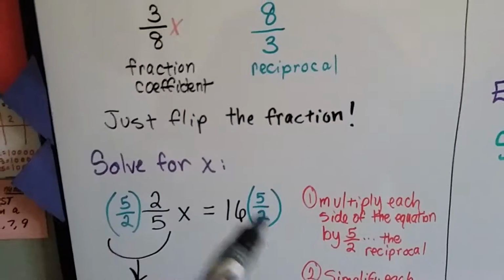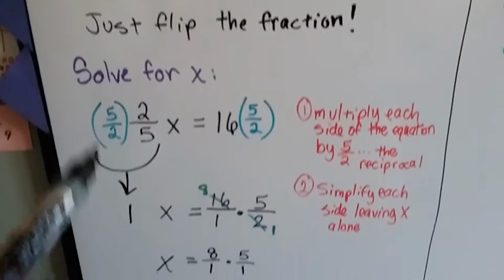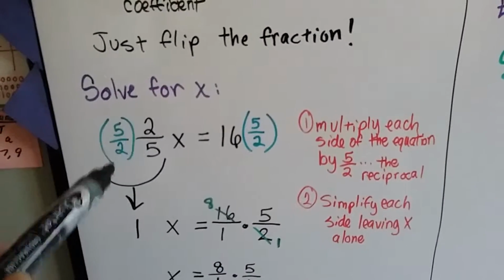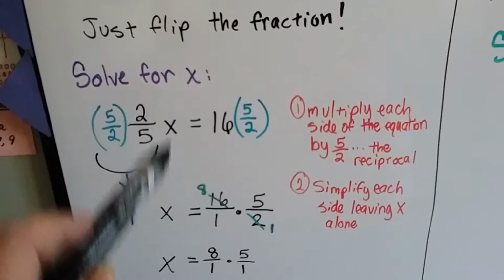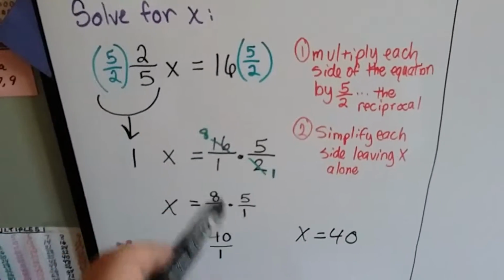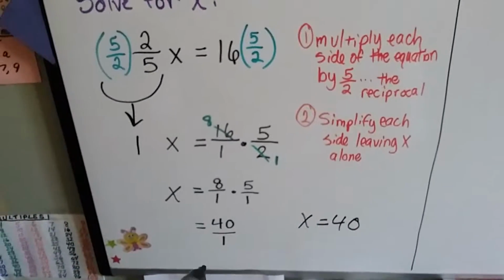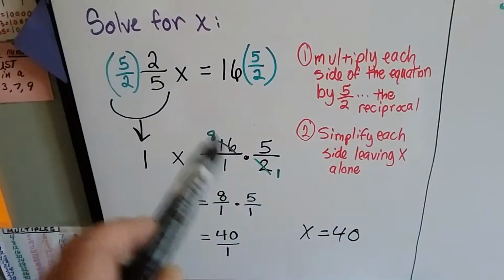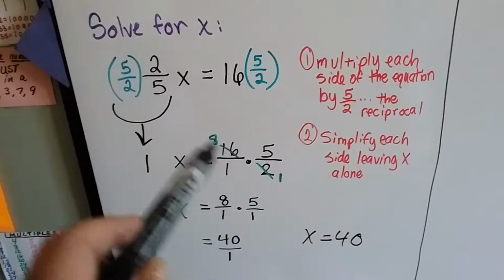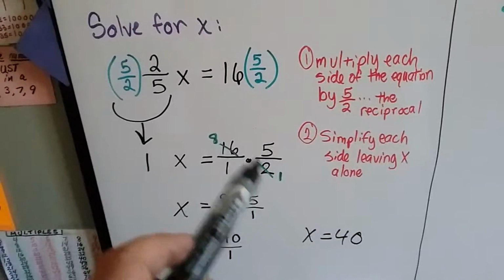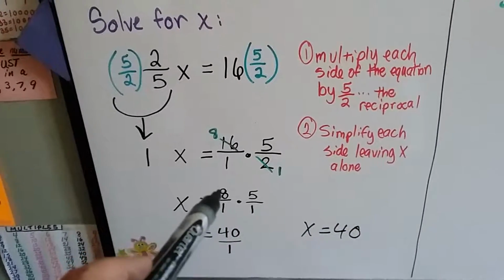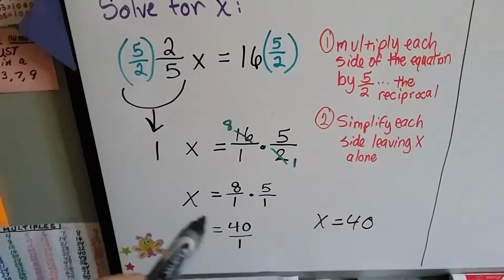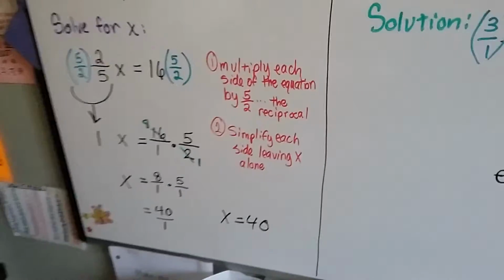And then we just multiply it to each side. That way, these two become a 1 when we multiply them to each other, and we get the variable by itself. Then we can just multiply this side and get our answer for x. See? So 16 over 1 times 5 over 2, the 8 canceled, the 16 canceled out to an 8, and the 2 canceled out to a 1. We ended up with 8 over 1 times 5 over 1, which became 40 over 1, and x was isolated by itself and became 40. See?